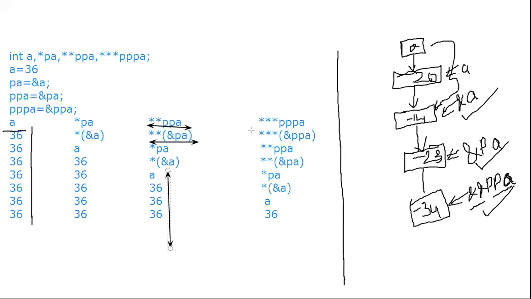Next, triple star triple PA. Triple PA stores ampersand PPA. So double star PPA: here PPA means ampersand PA and star PA means PA. Instead of PA you write ampersand A. So finally you will get A, so 36. Okay, so this is the solution.